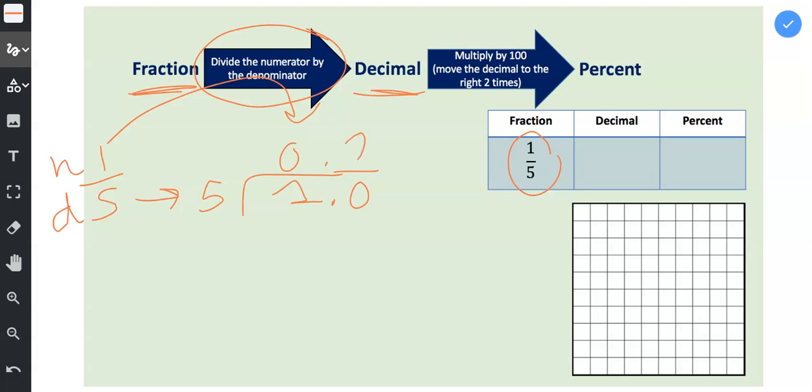5 goes into 10 2 times. 5 times 2 is 10. When I subtract, I get 0, and there's nothing to bring down. So we found our decimal value to be 0.2.